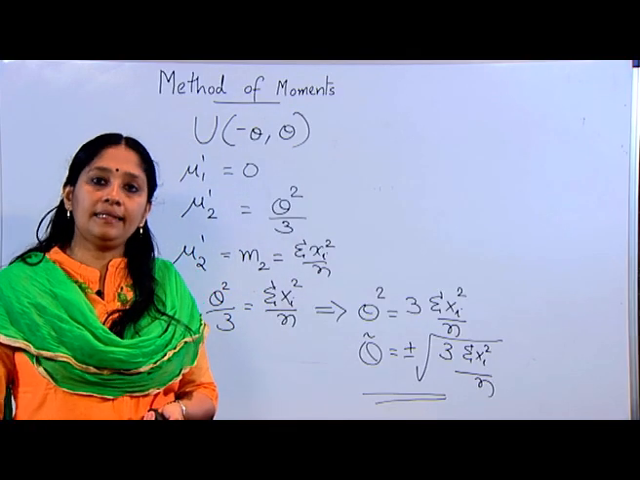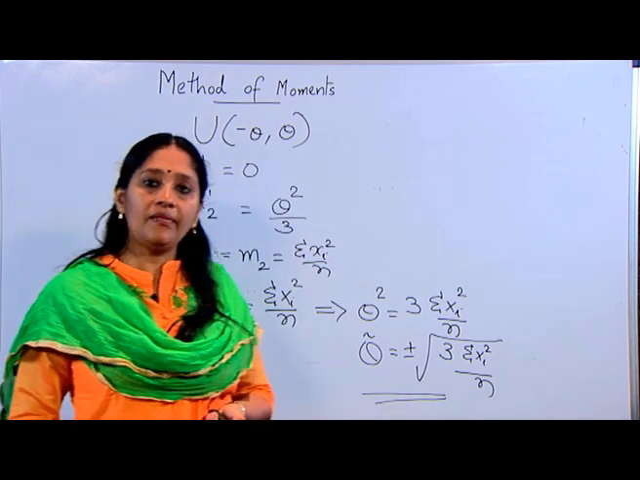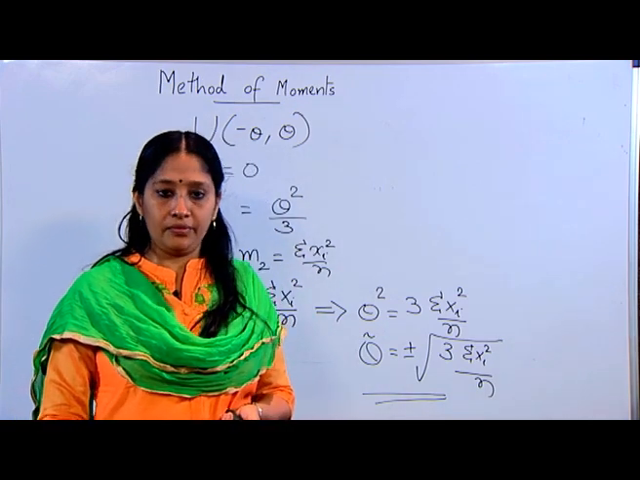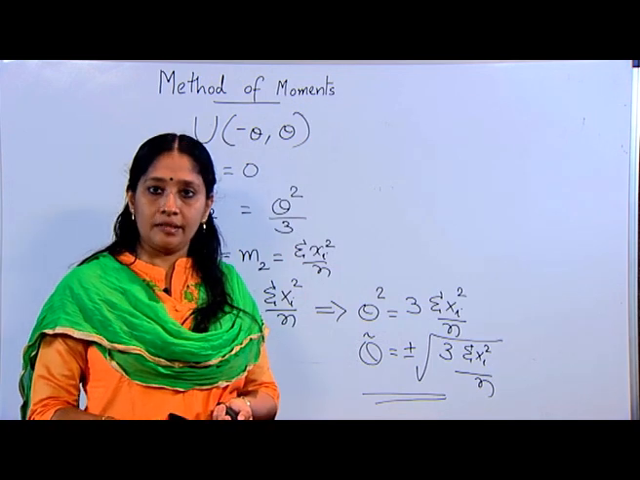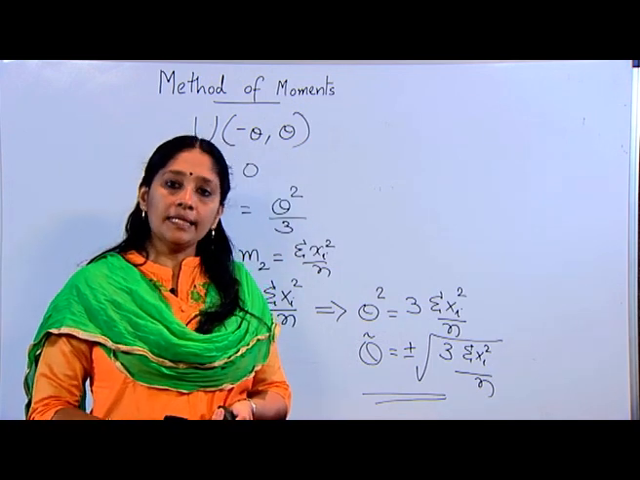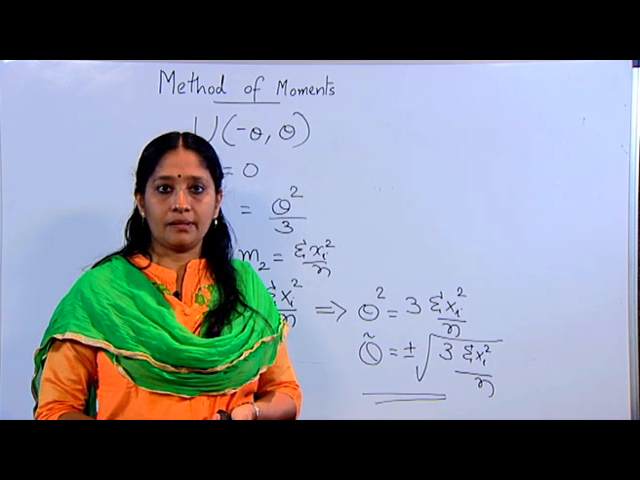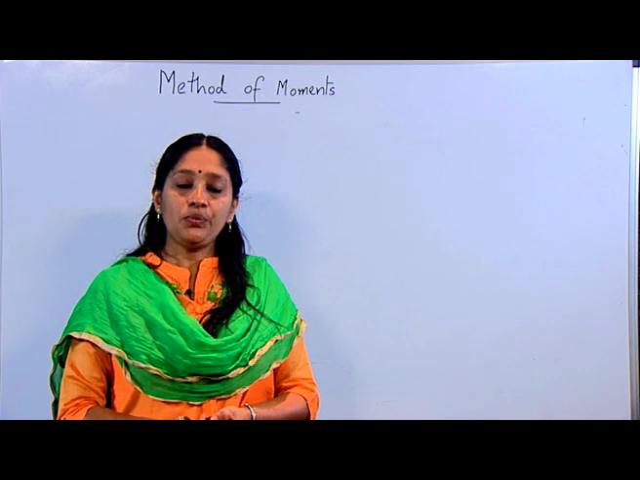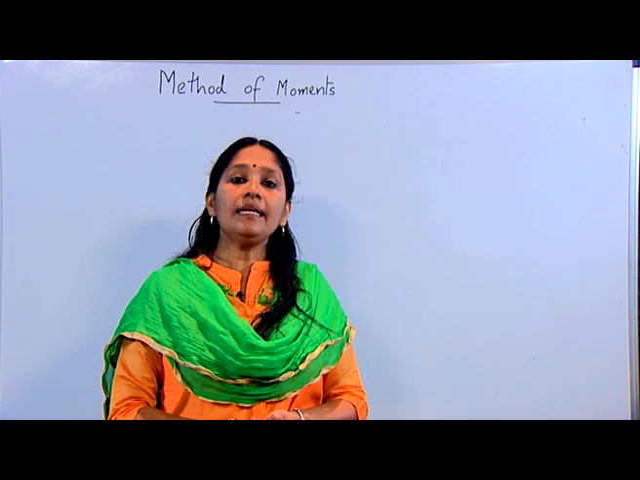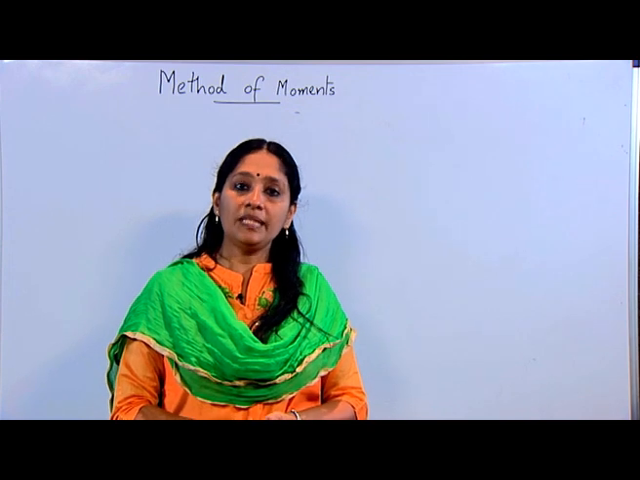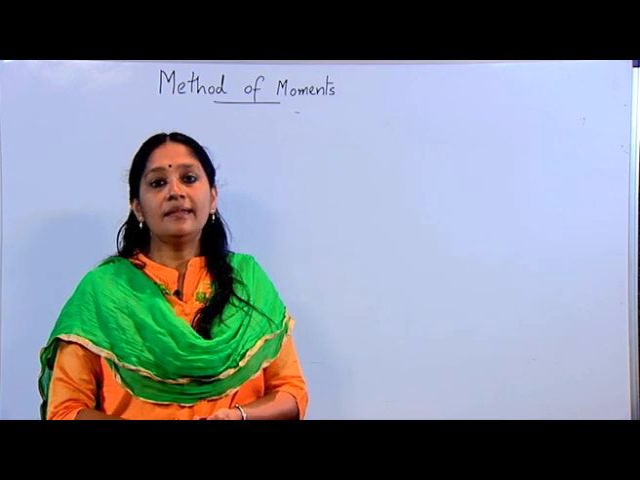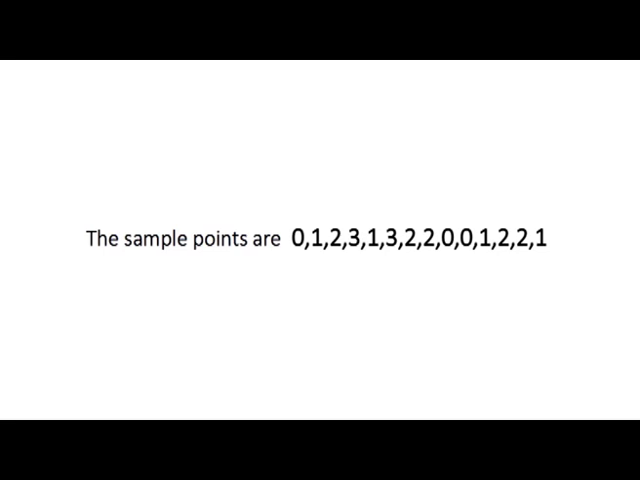In the case of real data sets, just substitute the values of the sample observations in the corresponding moment estimator to get the estimate, or estimated value, of the parameter. I shall illustrate it with one situation for your use. Let us consider 15 sample values from the Poisson distribution with the parameter lambda. These sample values are 0, 1, 2, 3, 1, 3, 2, 2, 0, 0, 1, 2, 2 and 1.